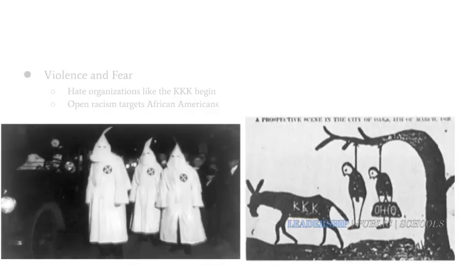To maintain control over African Americans and to maintain white supremacy throughout the South, violence and fear in the form of terrorism ran rampant through hate organizations like the Ku Klux Klan and others. They openly targeted African Americans for violence, lynching over 5,000 African Americans from 1870 till 1950.